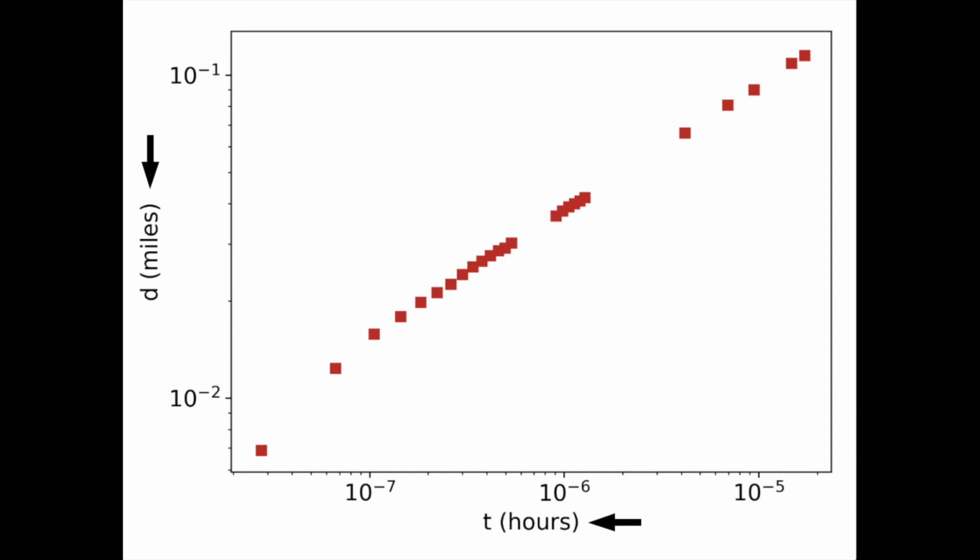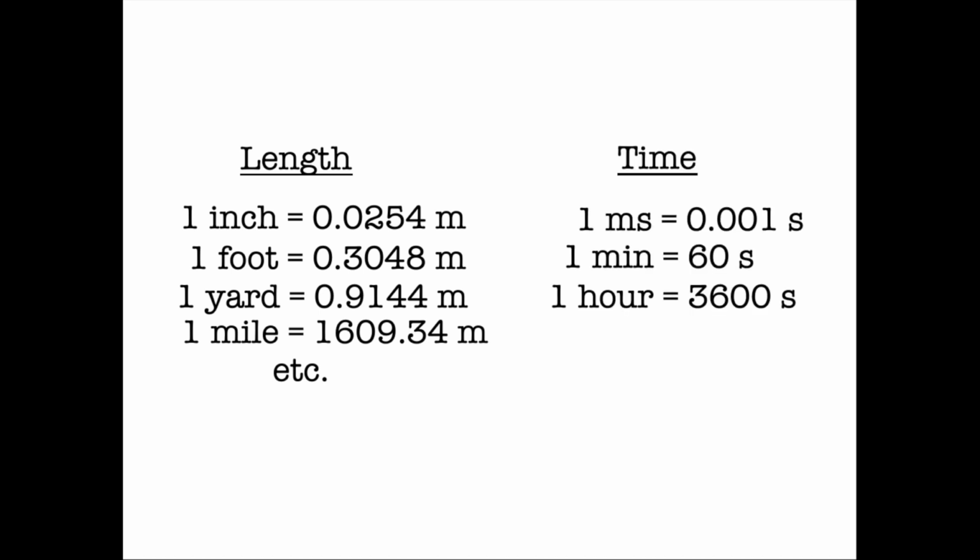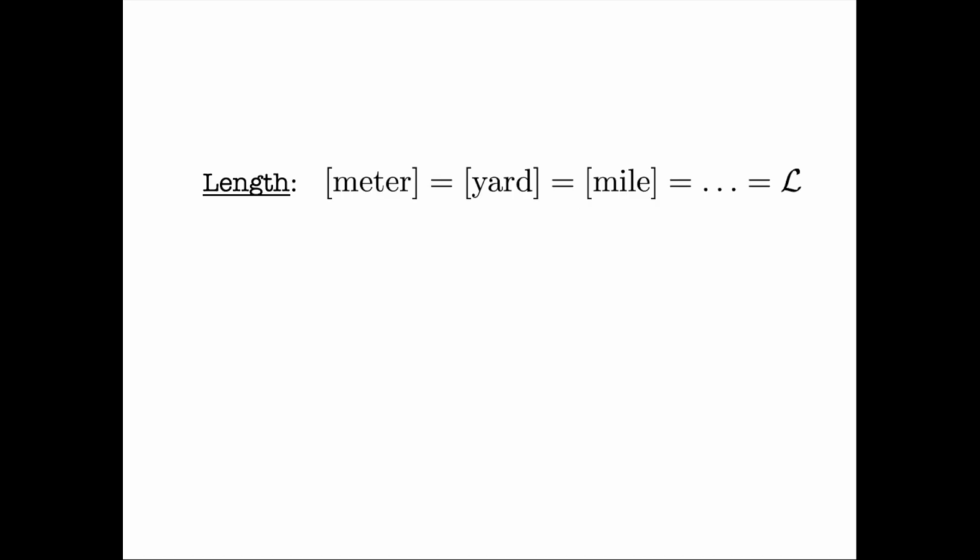We said that meters, inches, feet, yards, miles, and many more similar units all have the dimension of length. You can go from one unit of length to another just by multiplying by conversion factors. For instance, 1 mile is equal to 1,609.34 meters. Similarly, milliseconds, minutes, hours, days, all have the dimension of a time or duration. We write that bracket meter equals bracket yard equals bracket mile equals capital L. You can read the brackets as saying the dimensions of, say, meter is capital L, where capital L is the generic name for the dimension of length.